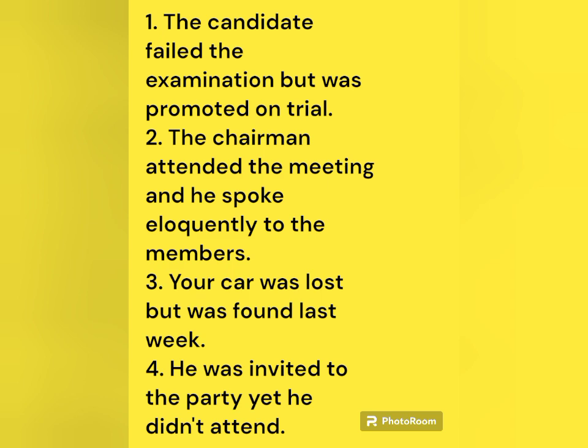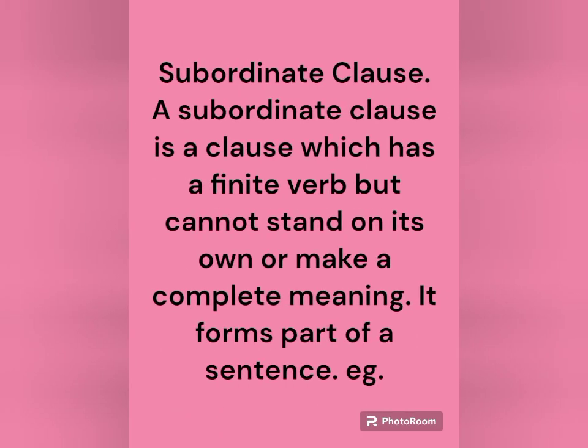Now let's look at the subordinate clause. A subordinate clause is the clause which has a finite verb but cannot stand on its own or make a complete meaning. The difference between this and the first one is that the first one can stand on its own and make a complete meaning, but this one cannot stand alone. It depends on the main clause to get its complete meaning, and it is joined together by a subordinate conjunction. So it forms part of a sentence. That is why we say that it cannot stand alone. When it is attached to the main clause, it will make a complete meaning.